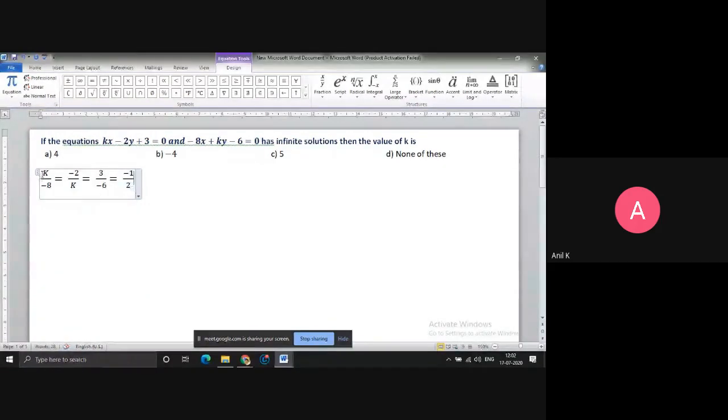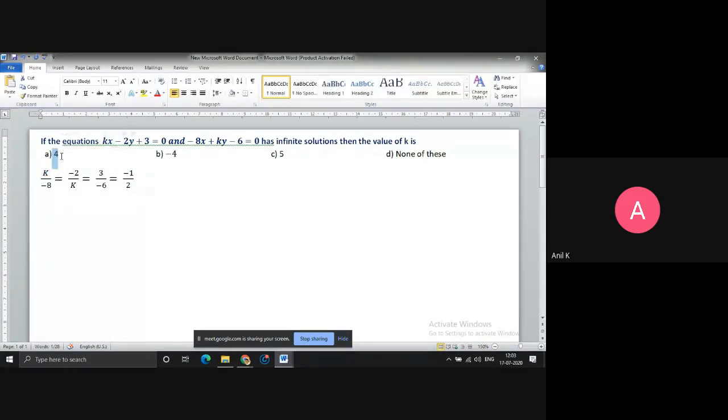Now what happens is, if you take k value as -4 here and substitute in any one of these equations, you will get -4 upon -8. So -4 upon -8 is going to be +1/2. But the third ratio is giving you -1/2. So +1/2 is not equal to -1/2. That's why k value cannot be -4. K value has to be +4.